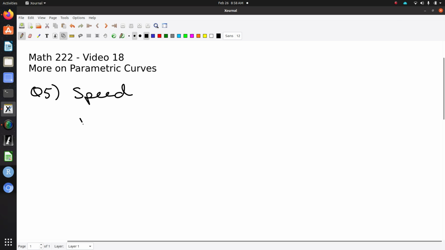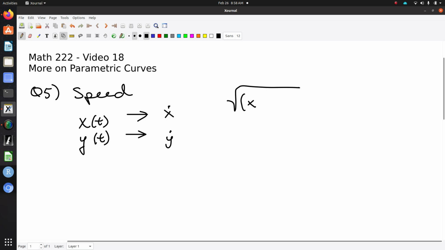Okay, so for speed, if you have a parametric representation of your curve, then you're going to look for x dot and y dot, and the total speed is going to be x dot squared plus y dot squared, and then you're going to take the square root. So you're going to have this expression. It's very familiar to you at this point, right? You're going to know that that's your speed.